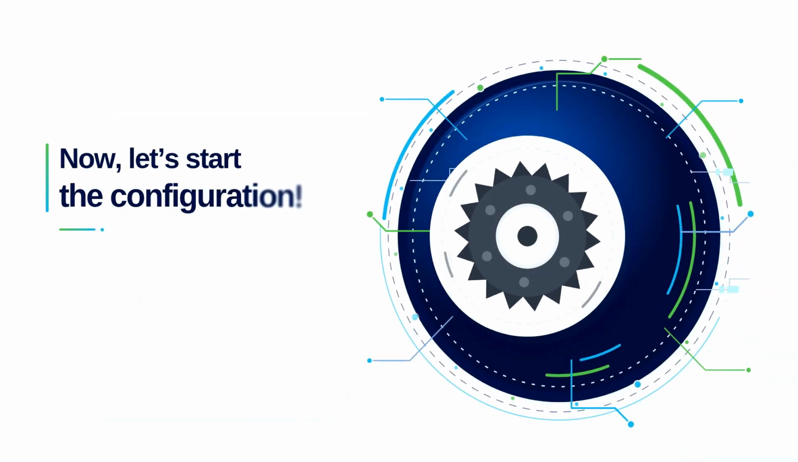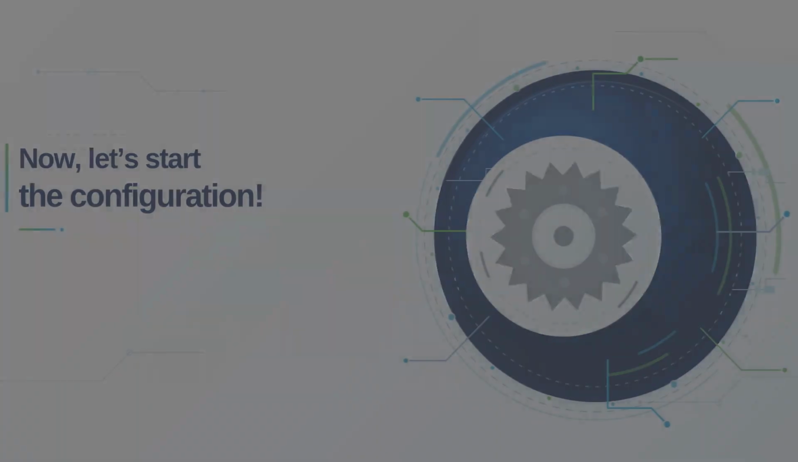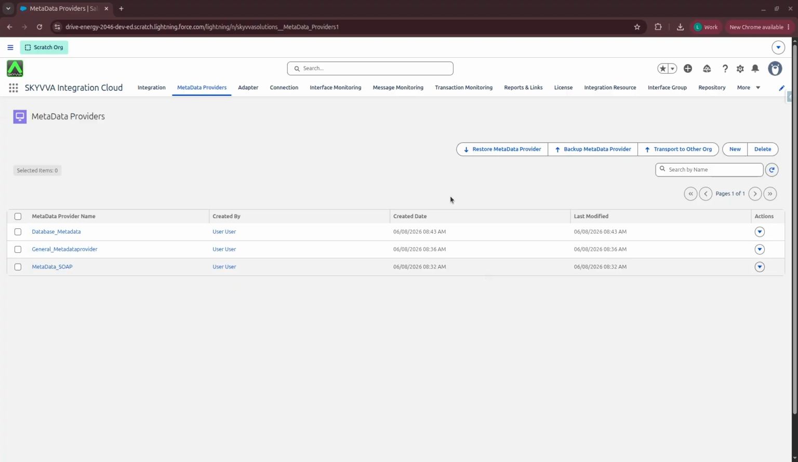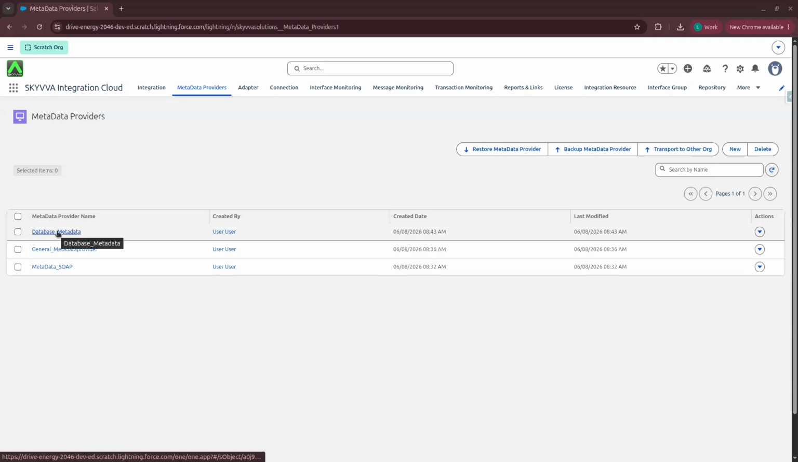Now, let's start the configuration. Navigate to the Metadata Provider's global page. Here, you can see the metadata provider we created earlier. On this screen, there are several options, including the Restore Metadata Provider button, which allows you to restore an existing metadata provider for reuse. Click the button to select a file from your local system.